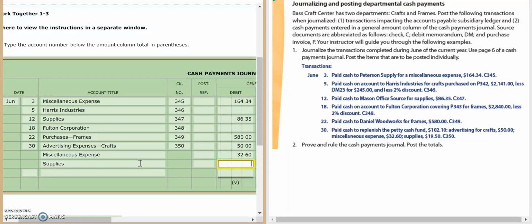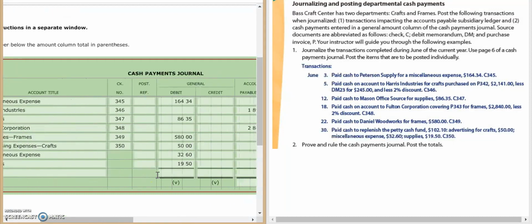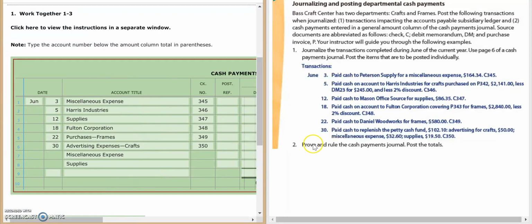for $19.50. If we total all of those up, 50 plus 32.60 plus 19.50, we're going to get a total of 102.10. So that is our total that is going to go out for cash. And remember, we can do that because that is just signifying that those 3 debits equal our 1 credit. Okay? So at this point, it says that we need to prove and rule our cash payments journal, and then we'll eventually post the totals.